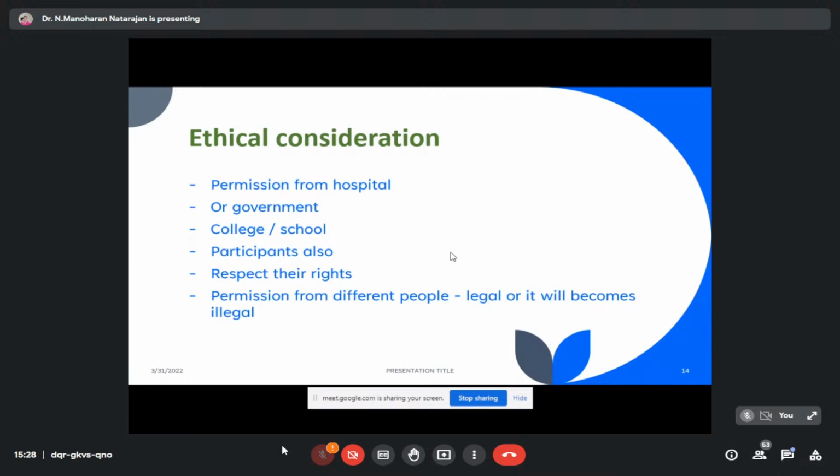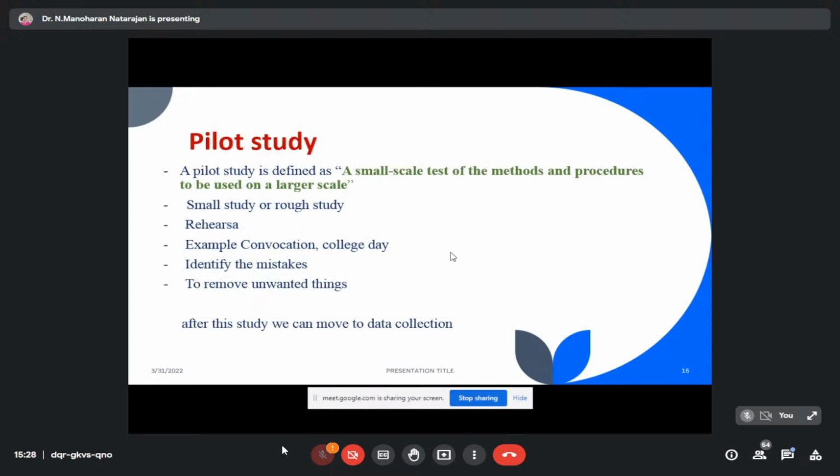Then after concluding, after finalizing, after finding the solution, that should not be an illegal one. It should be a legal one. It can be legal only after getting permission. For that, ethical consideration is a very important thing, to get permission from the organization and also from the participants.